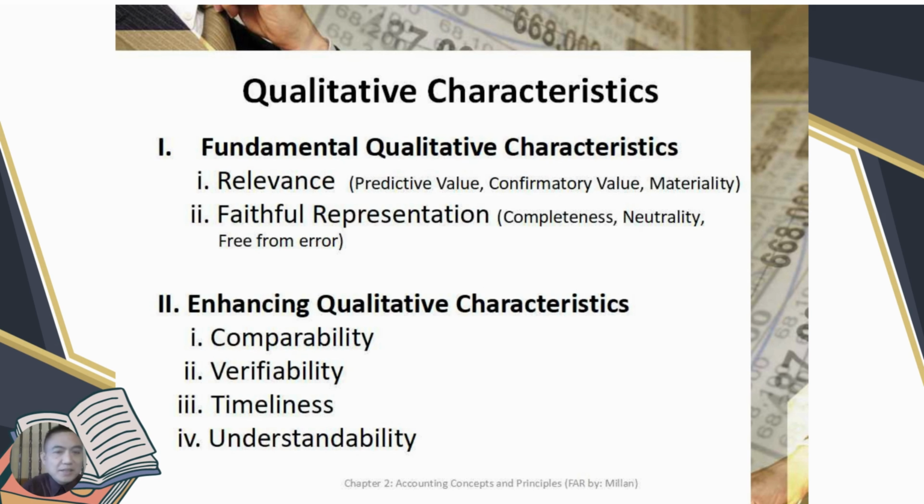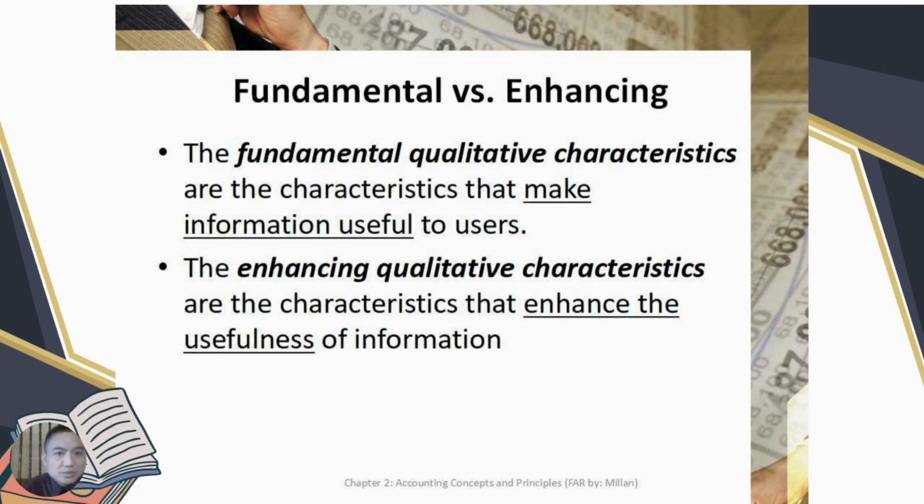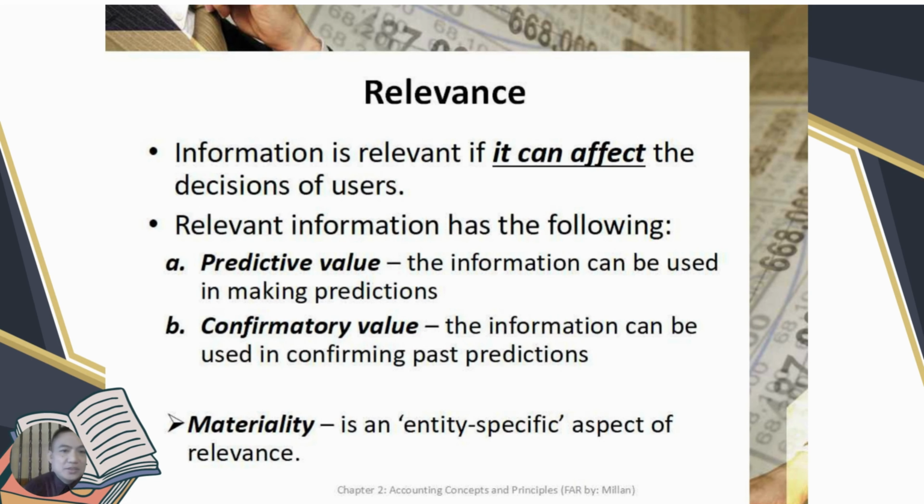Qualitative characteristics. Fundamental qualitative characteristics: relevance and faithful representation. For the enhancing qualitative characteristics: comparability, verifiability, timeliness, and understandability. Now let's go to fundamental versus enhancing. The fundamental qualitative characteristics are the characteristics that make information useful to users, while enhancing qualitative characteristics are the characteristics that enhance the usefulness of information.